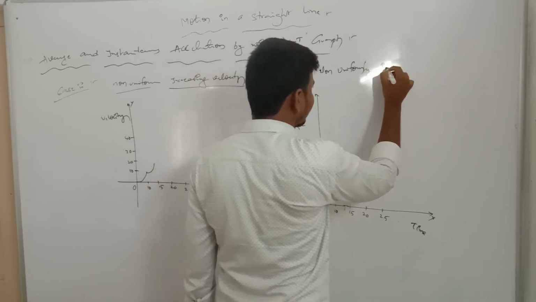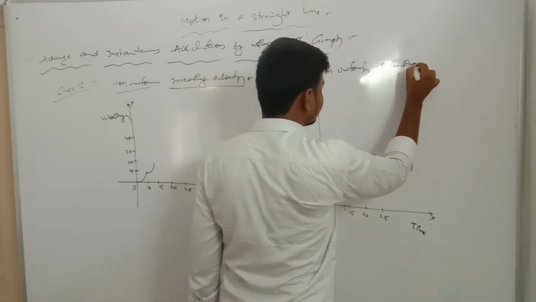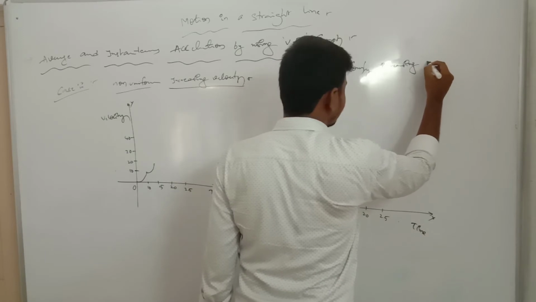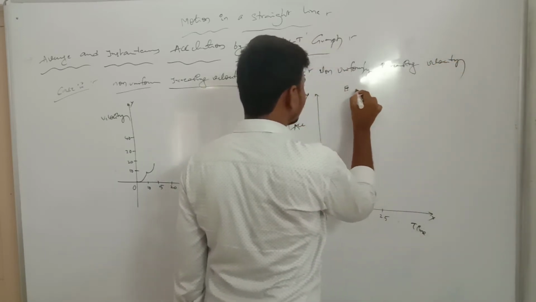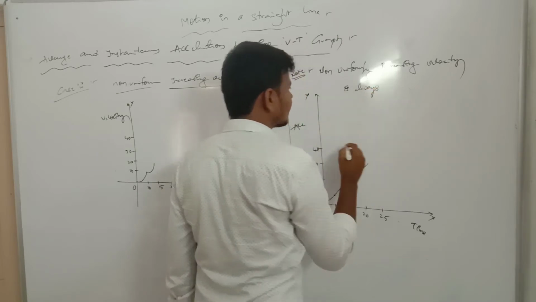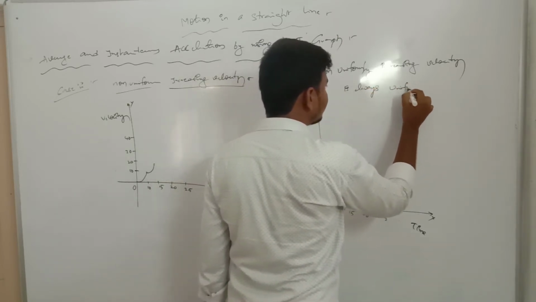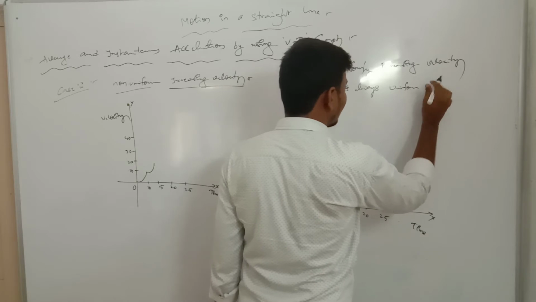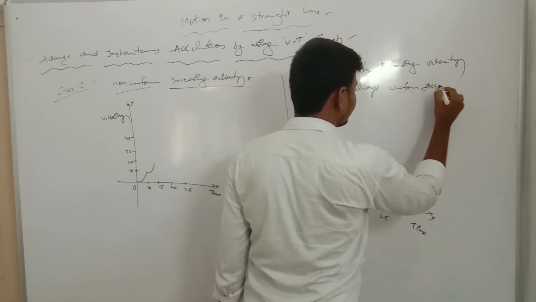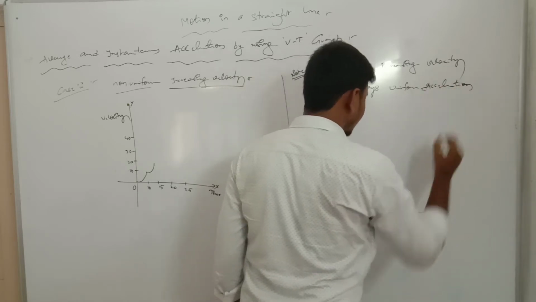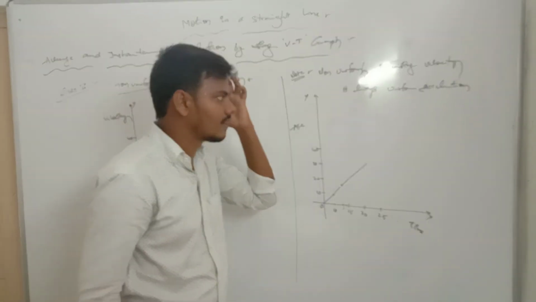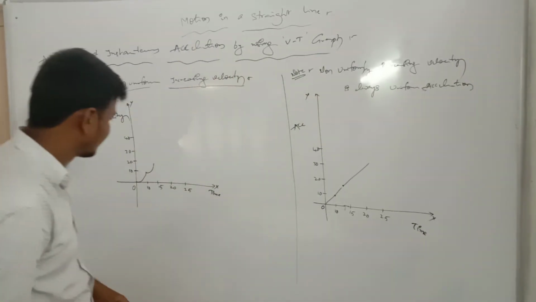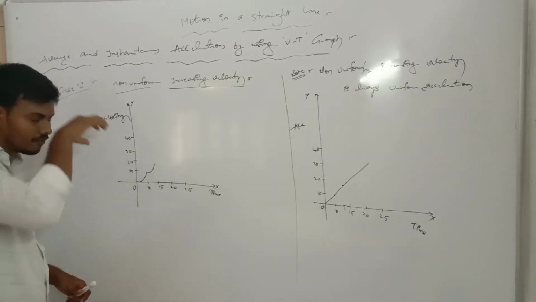Non-uniformly increasing velocity is always uniform velocity or uniform acceleration. Clear? First, non-uniformly increasing velocity is always uniform acceleration. This is the input situation we took before.